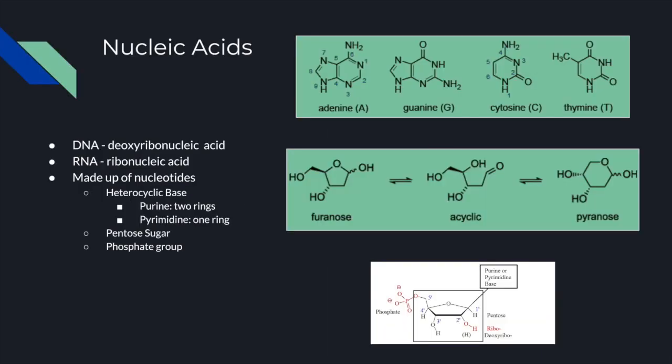nucleic acids. The chemical structure of a nucleic acid is a heterocyclic base, a pentose sugar, and a phosphate group. The heterocyclic bases are nitrogenous bases, meaning they have amine and amide groups. A nucleic acid with two rings in its structure is called a purine, while a nucleic acid with a single ring is called a pyrimidine. The pentose sugar is made up of a core of 5 carbons numbered 1' to 5'. The phosphate group is attached to the 5' carbon.